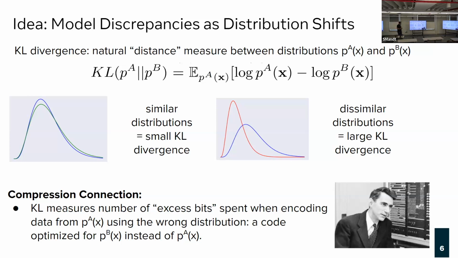And interestingly, there's this connection to compression. Namely, it turns out that the KL divergence measures the number of excess bits that you waste when you use a compression algorithm that is actually suboptimal on your data set. Namely, when you compress a data set that comes from a distribution A, but you use a code that was optimized towards a distribution B, right? And so the penalty or the suboptimality that you incur is exactly measured by the KL divergence.